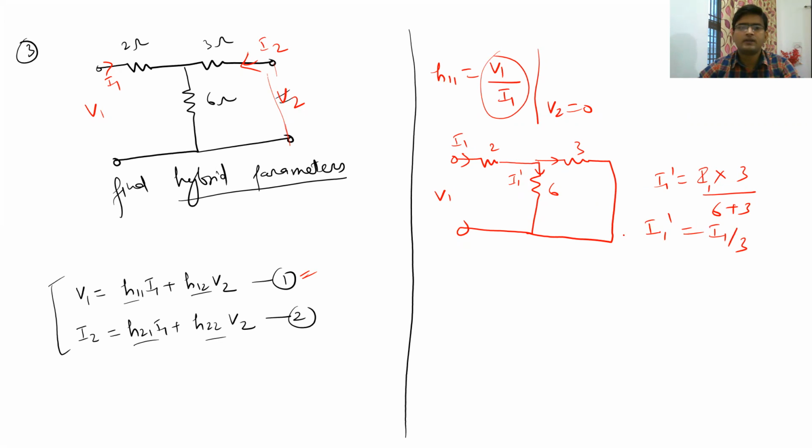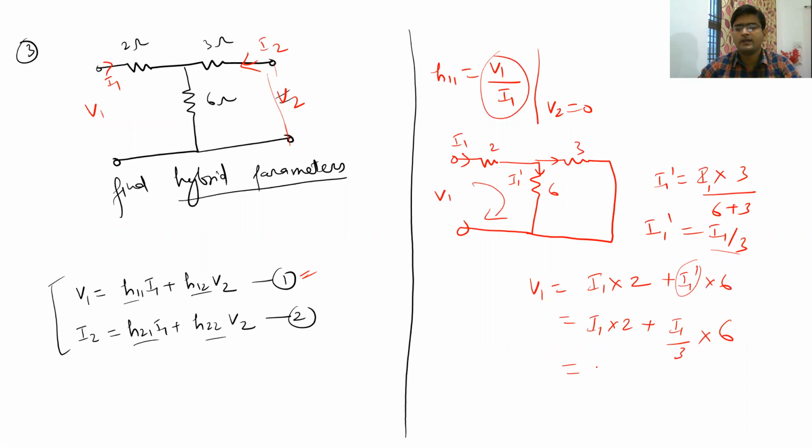Can you tell me the value of V1? Using the KVL, if we write the KVL in this part, V1 will be equal to I1 into 2 plus I1 dash into 6. So let us write I1 dash in terms of I1. We will get I1 into 2 plus I1 upon 3 into 6.